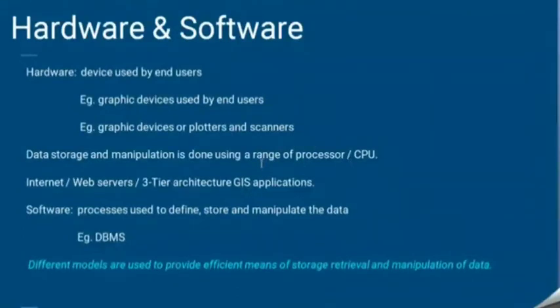We also use 3-tier architecture applications for GIS. 3-tier architecture means we have client machines, then a middleware where we have web servers, and on top of it we have servers. So that creates a 3-tier architecture: client, middleware, and server.